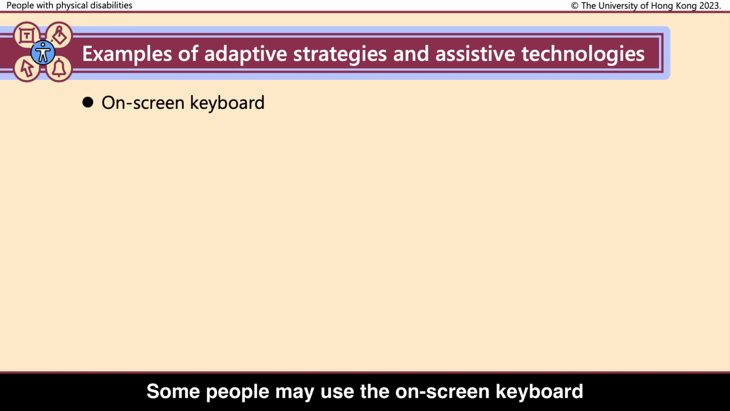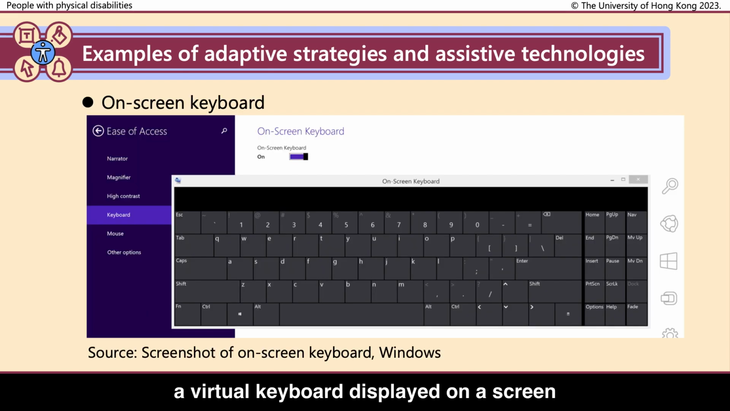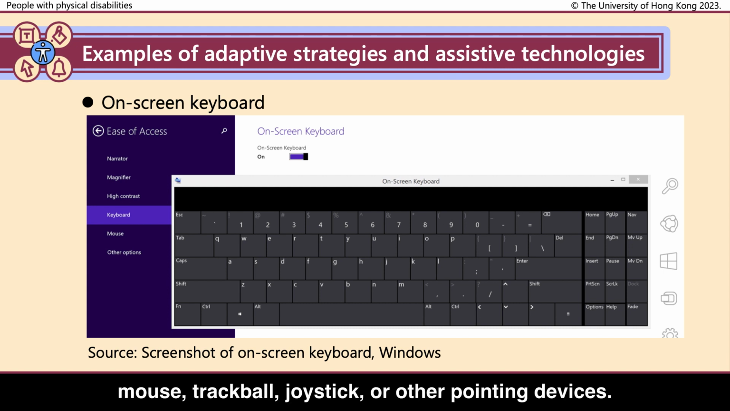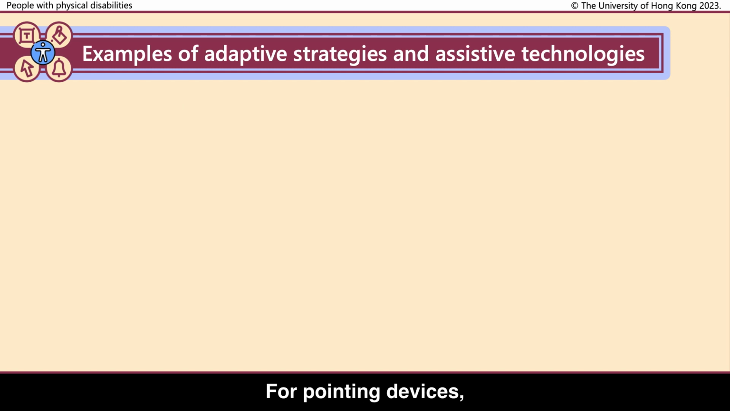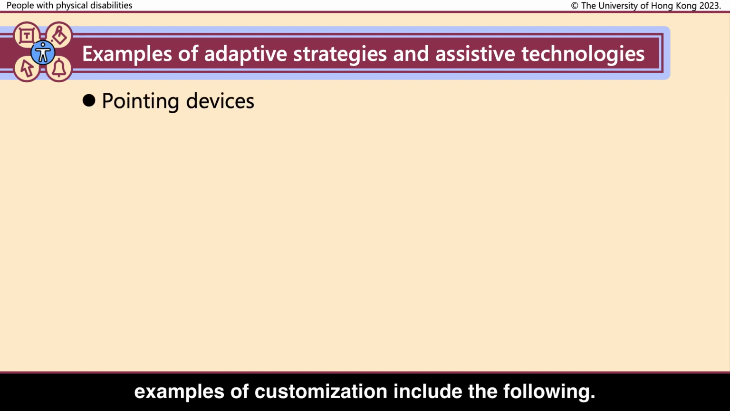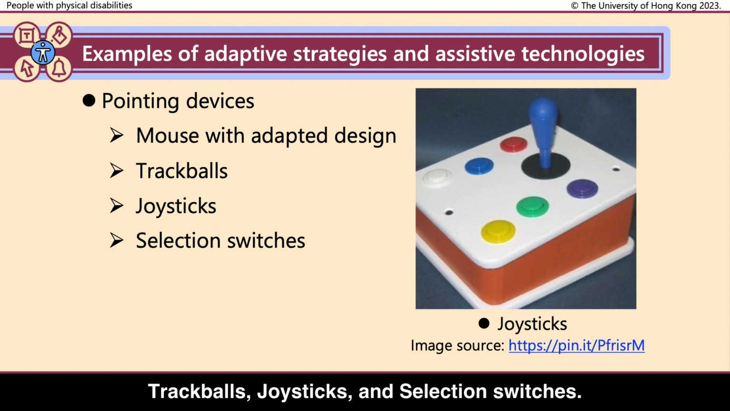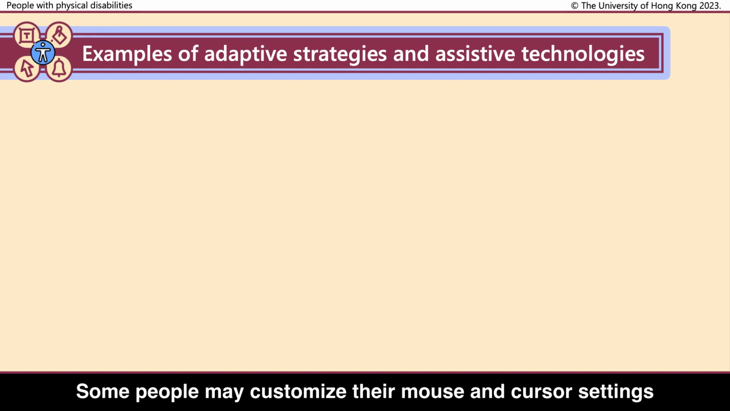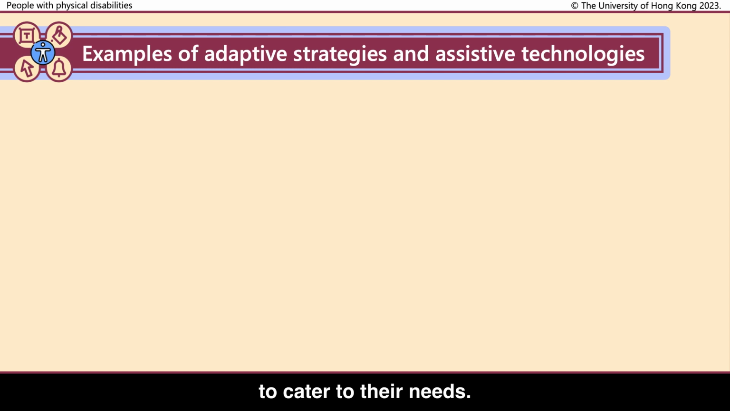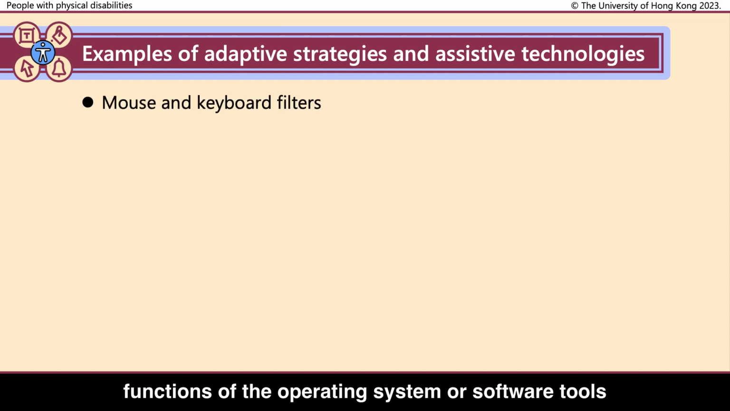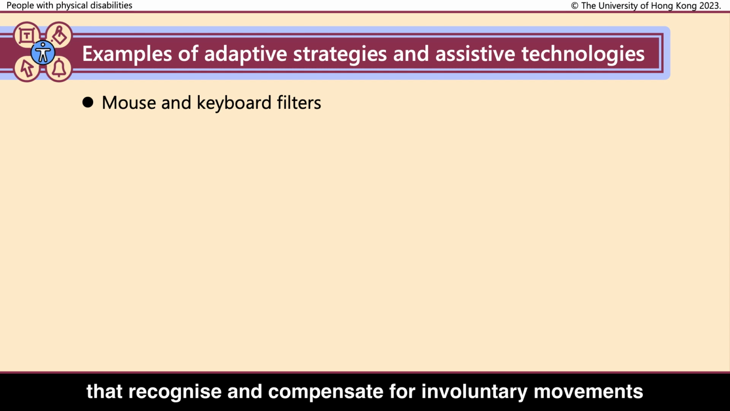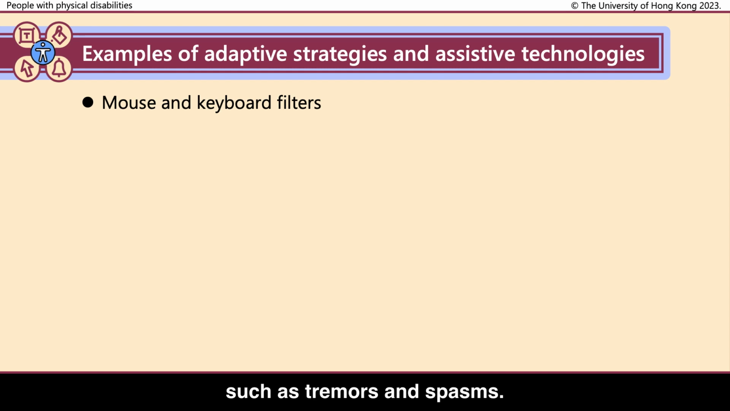Some people may use the on-screen keyboard, a virtual keyboard displayed on a screen, so that it can be operated with a touchscreen, mouse, trackball, joystick, or other pointing devices. For pointing devices, examples of customization include the following: mouse with adapted design, trackballs, joysticks, and selection switches. Some people may customize their mouse and cursor settings to cater to their needs. Mouse and keyboard filters are functions of the operating system or software tools that recognize and compensate for involuntary movements, such as tremors and spasms.